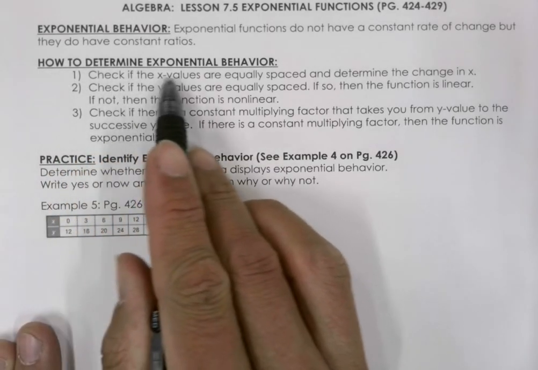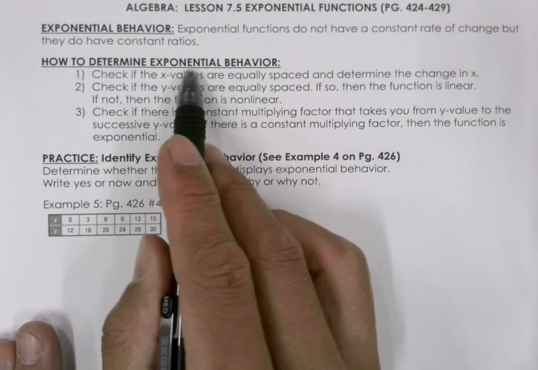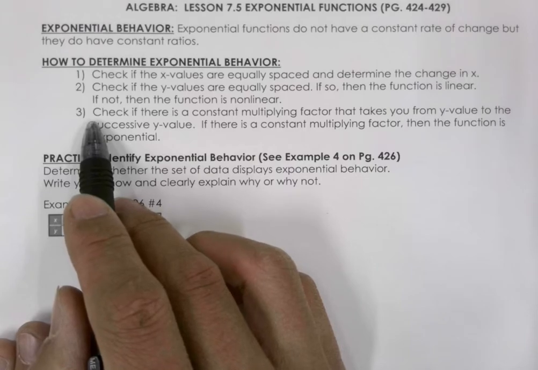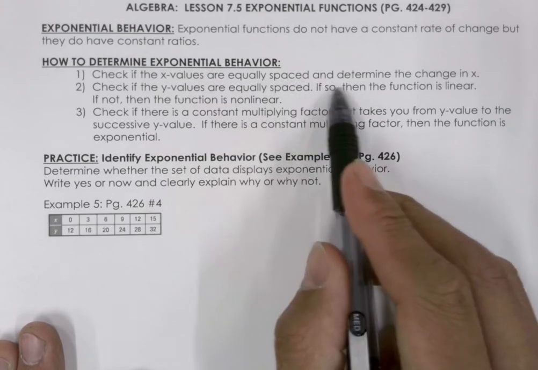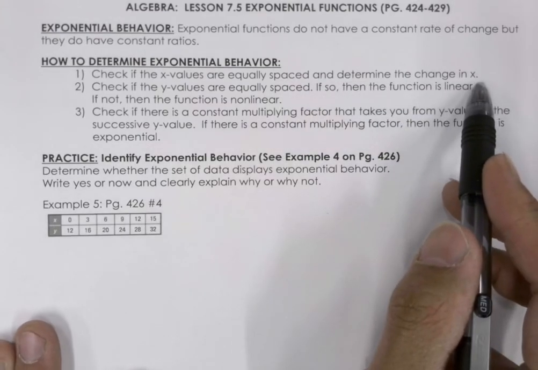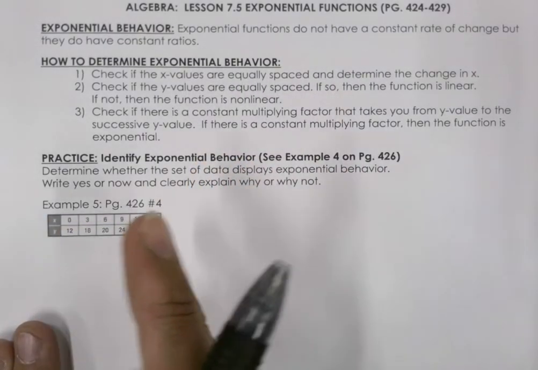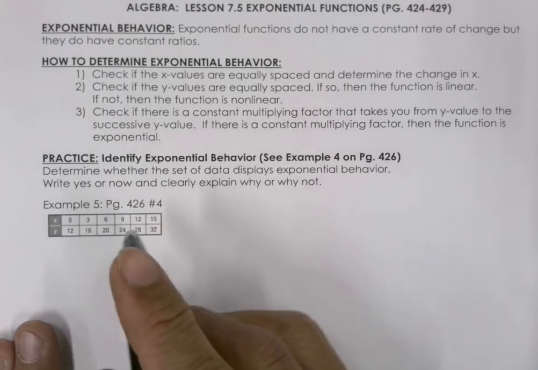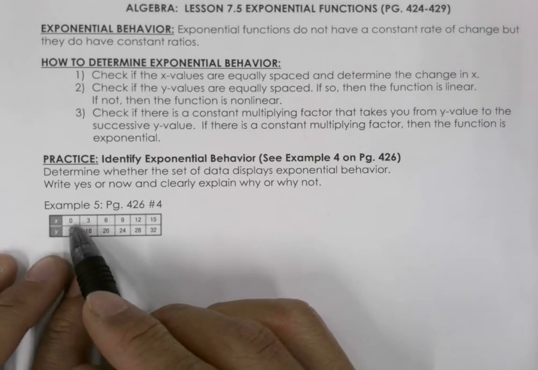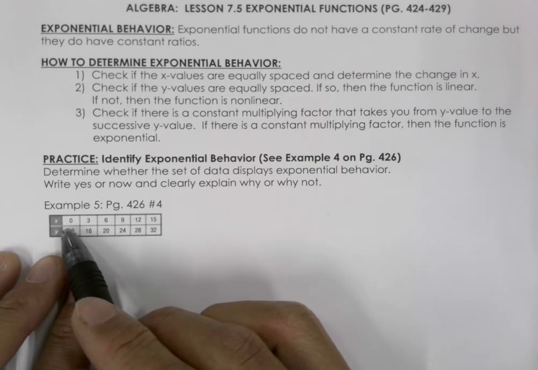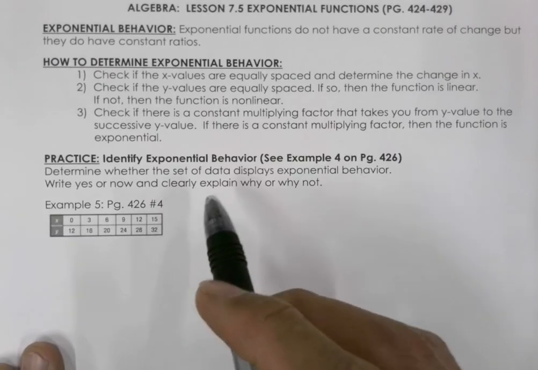So how do we determine exponential behavior, how do we determine if a function is exponential? Well, we can check these three criteria. First, check if the x values are equally spaced out and determine the change in x. That might mean that the x's are spaced out by 1, so it'd be 0, 1, 2, 3, 4, 5. In this example down here, you can see the x values are evenly spaced out, separated by 3. 0 to 3 is 3, 3 to 6 is 3, 6 to 9 is 3. These are evenly spaced out.